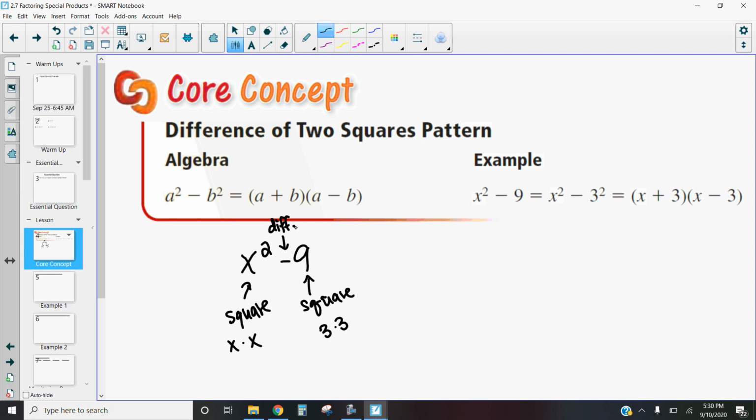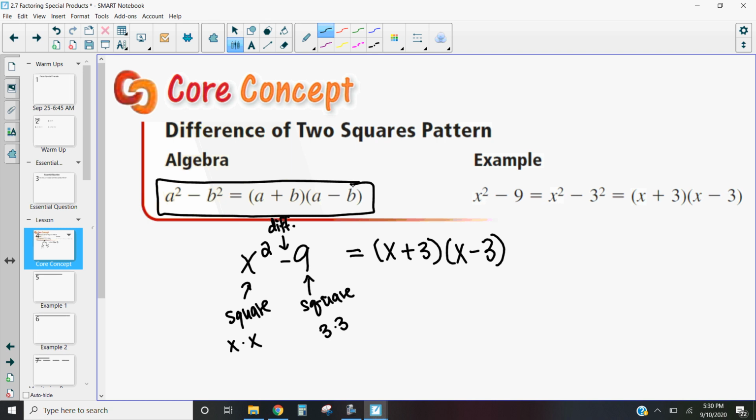Now, when we have this difference of squares, and remember difference is referring to this subtraction, what's going to end up happening is I actually have x plus 3 times x minus 3 here. It's always going to follow that pattern. Here's an example of an algebraic rule. A squared minus b squared is going to be the binomial a plus b times the binomial a minus b. And we saw this when we explored special products.